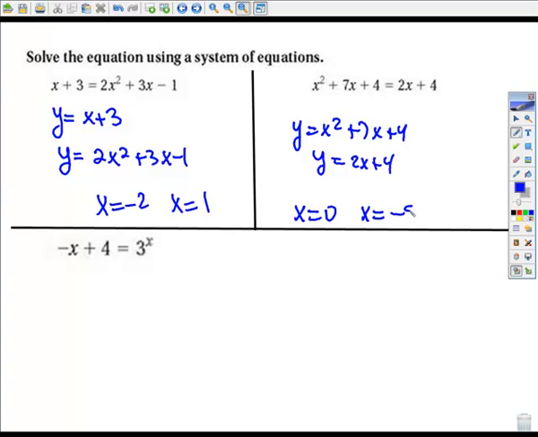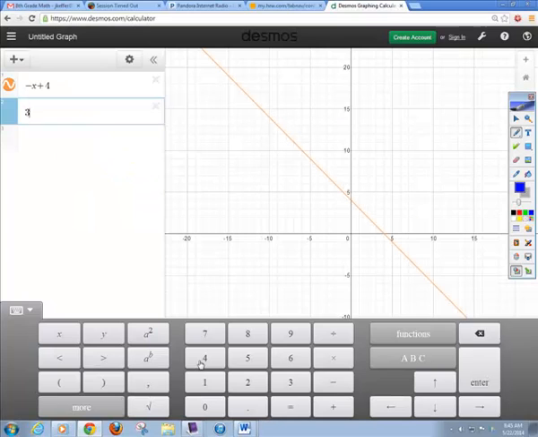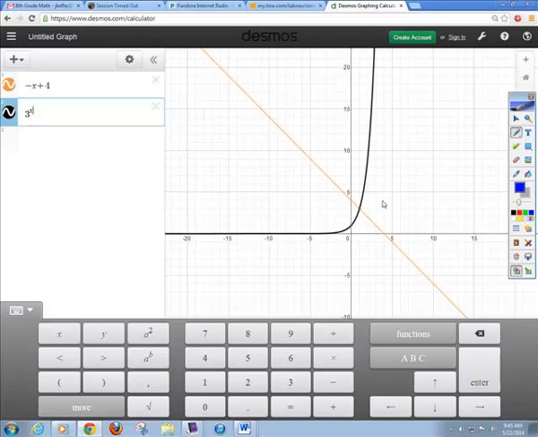So kind of cool. This one looks a little different. So let's try this one. Negative x plus 4 and y equals 3 to the power of x. Let's see what this one ends up looking like. Remember to do the power of, we're going to go to the a to the b and then just hit in the x. So here I can see it's going to intersect in one spot.